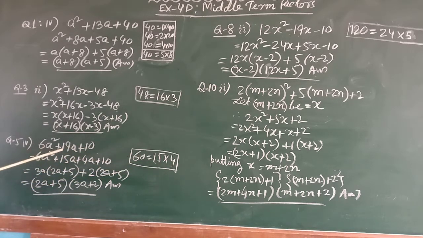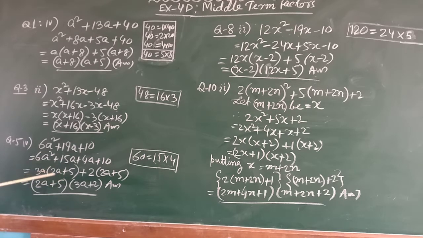60 will be split as 15a plus 4a. So 6a square plus 15a plus 4a plus 10. Now among these two take common. 3a can be common here, and 3a here also can be common because 3 is a factor of 15 as well. 3a taken common, so left with 2a plus 5.